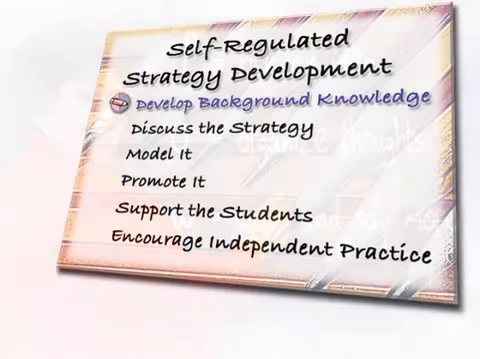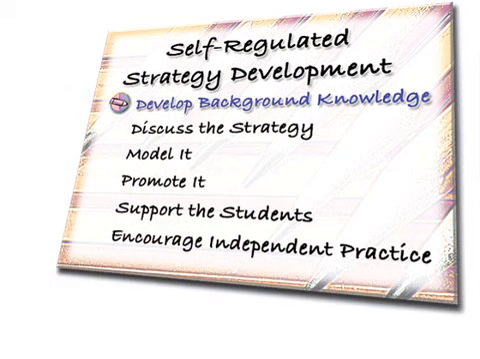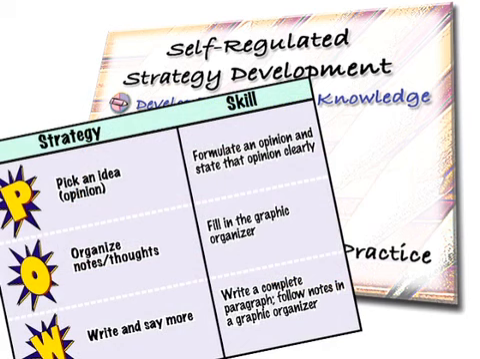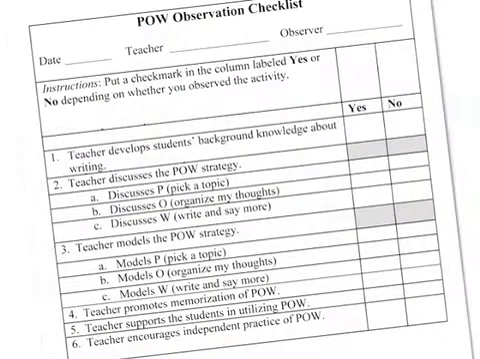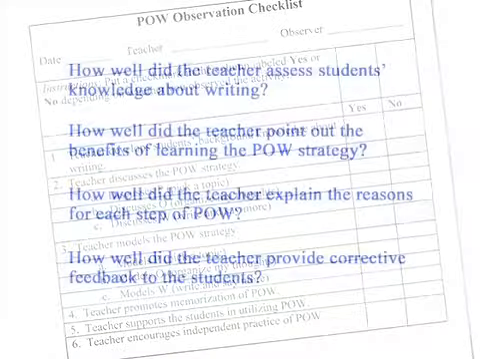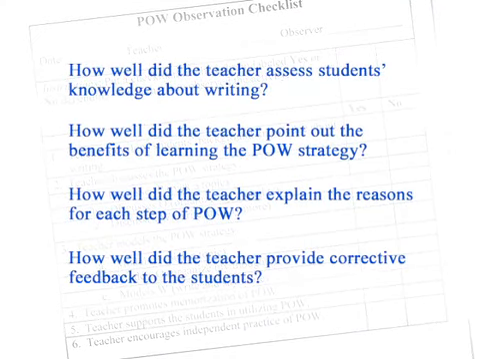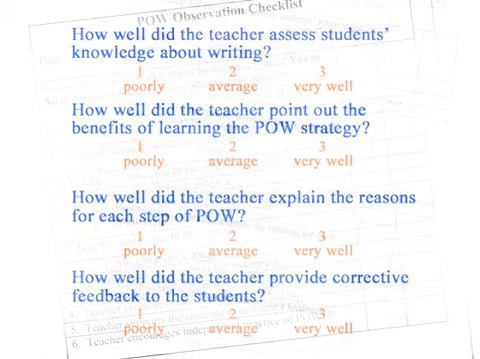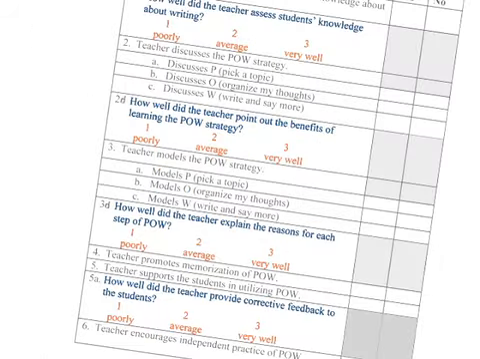They review their materials on SRSD for ideas about how to assess the quality of implementation of the POW writing strategy. Using this information, they add several items related to the quality of implementation. The team then decides that a 3-point scale is sufficient to rate fidelity. These new items are then incorporated into the existing observation checklist.